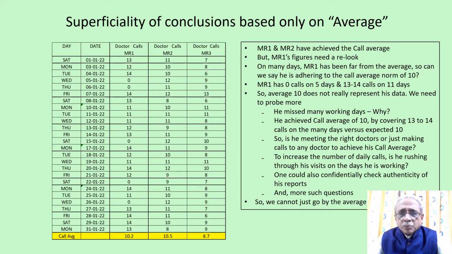He missed many working days. Why? He achieved a call average of 10 by covering 13 to 14 calls on the many days he worked versus the expected 10. So is he really meeting the doctors or just making calls to any doctor to achieve his call average? If he meets the right doctors, he is promoting the company's products in the right way. To increase the number of daily calls, is he rushing through his visits on the days he's working? One could also confidentially check the authenticity of his reports and more such questions. So we cannot just go only by the call average.